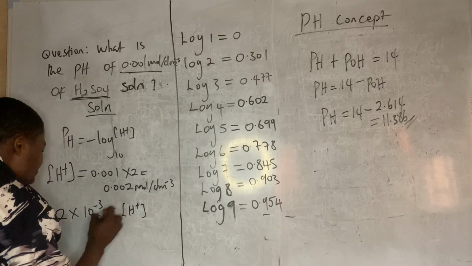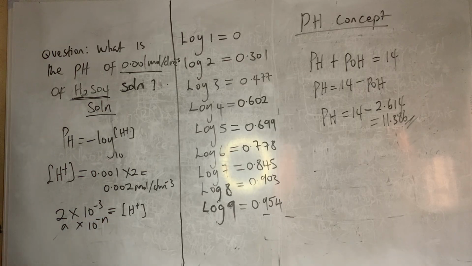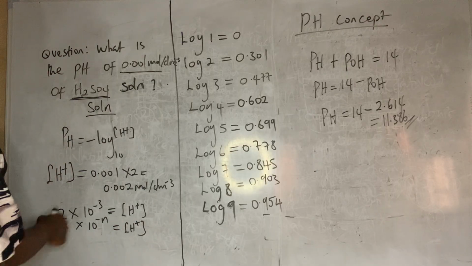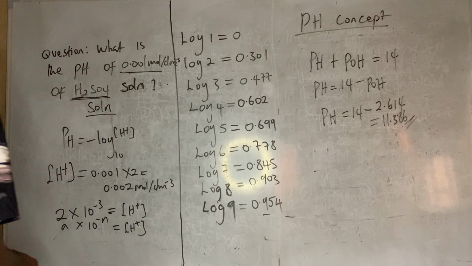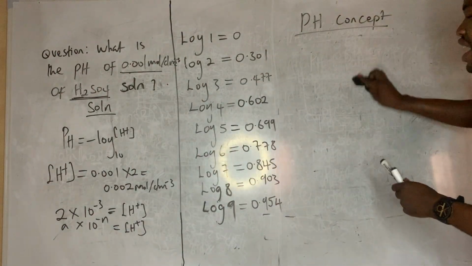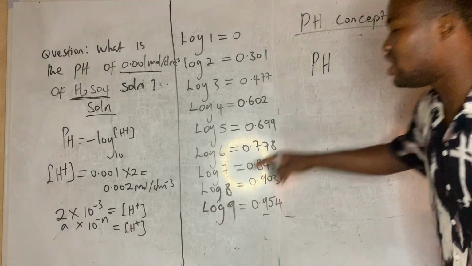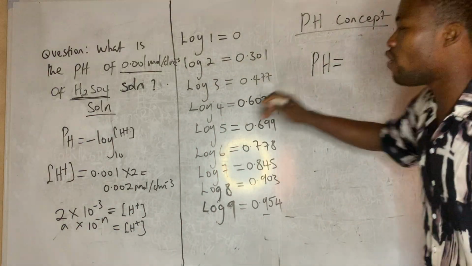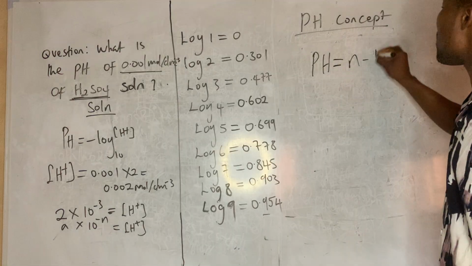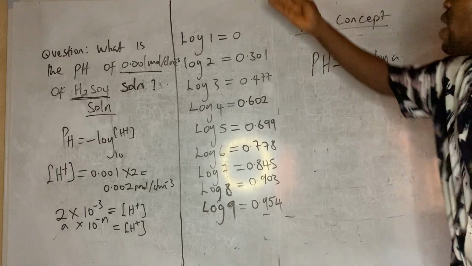If you have the hydrogen ion in standard form, this is A times 10 raised to power minus n. So from the shortcut, instead of using the logarithm, we can say that pH is n minus log A, without a calculator. So we only have to know log 1 to 9.